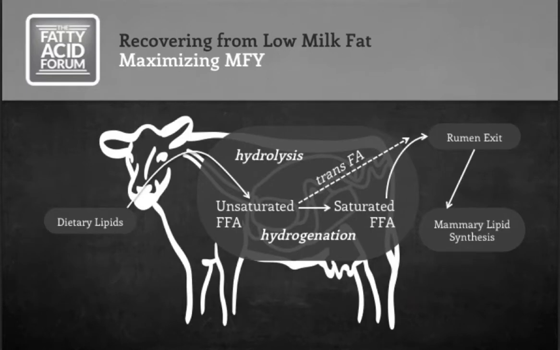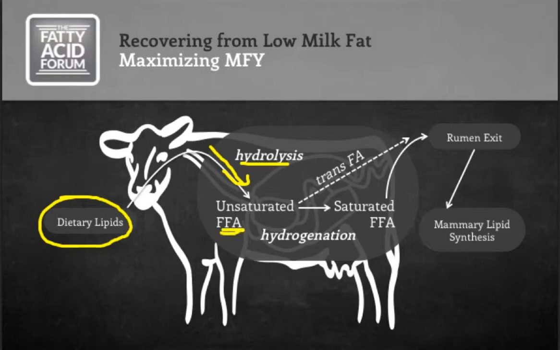Dr. Jenkins did a very good job talking about the rumen transformations of unsaturated fatty acids in a previous fatty acid forum. But I wanted to just take a minute to review this because it's really important to milk fat depression. So dietary lipids are mostly in an esterified form in the feed. They enter the rumen and quickly go under a process called hydrolysis. And this results in unsaturated free fatty acids that are available for microbial metabolism.